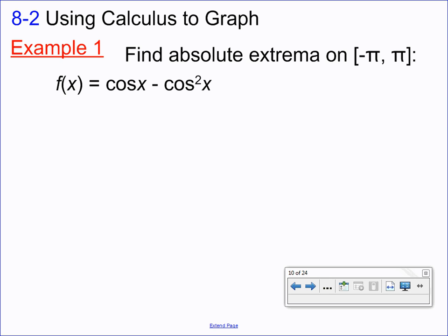If our only question is to find the absolute extrema on the interval negative pi to pi, notice the specified interval, we can simply find our critical values, find our endpoint values, put them on an XY chart, and compare my y coordinates and answer the original question. Okay, so that would be a time saver. Let's go ahead and do this one together then.